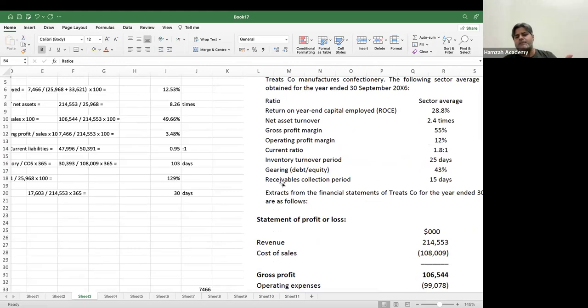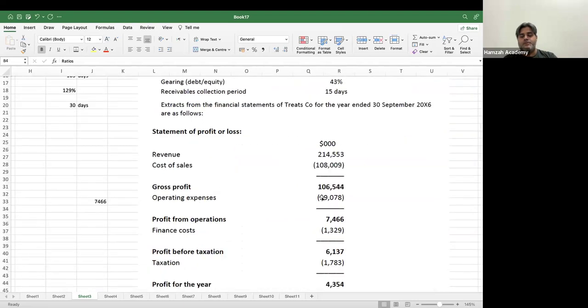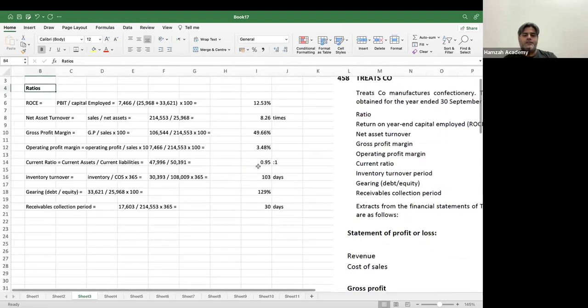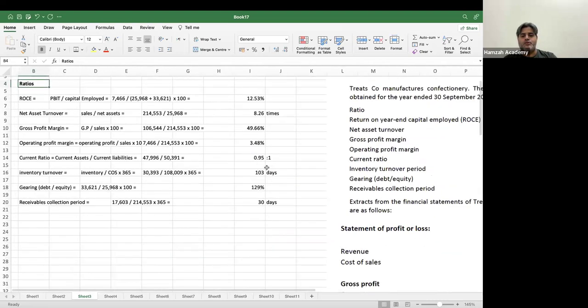This is something which is unclear at the moment because of the facts given here, what is the cause of this, right? But it does suggest cost control issues, as this is much worse than the industry average compared to the difference in the gross profit margin. So this is something we highlighted earlier, that our operating expenses are really very high. So further information is required on why the operating expenses are way too high. Then we have this current ratio, which is standing at 0.95 to 1.